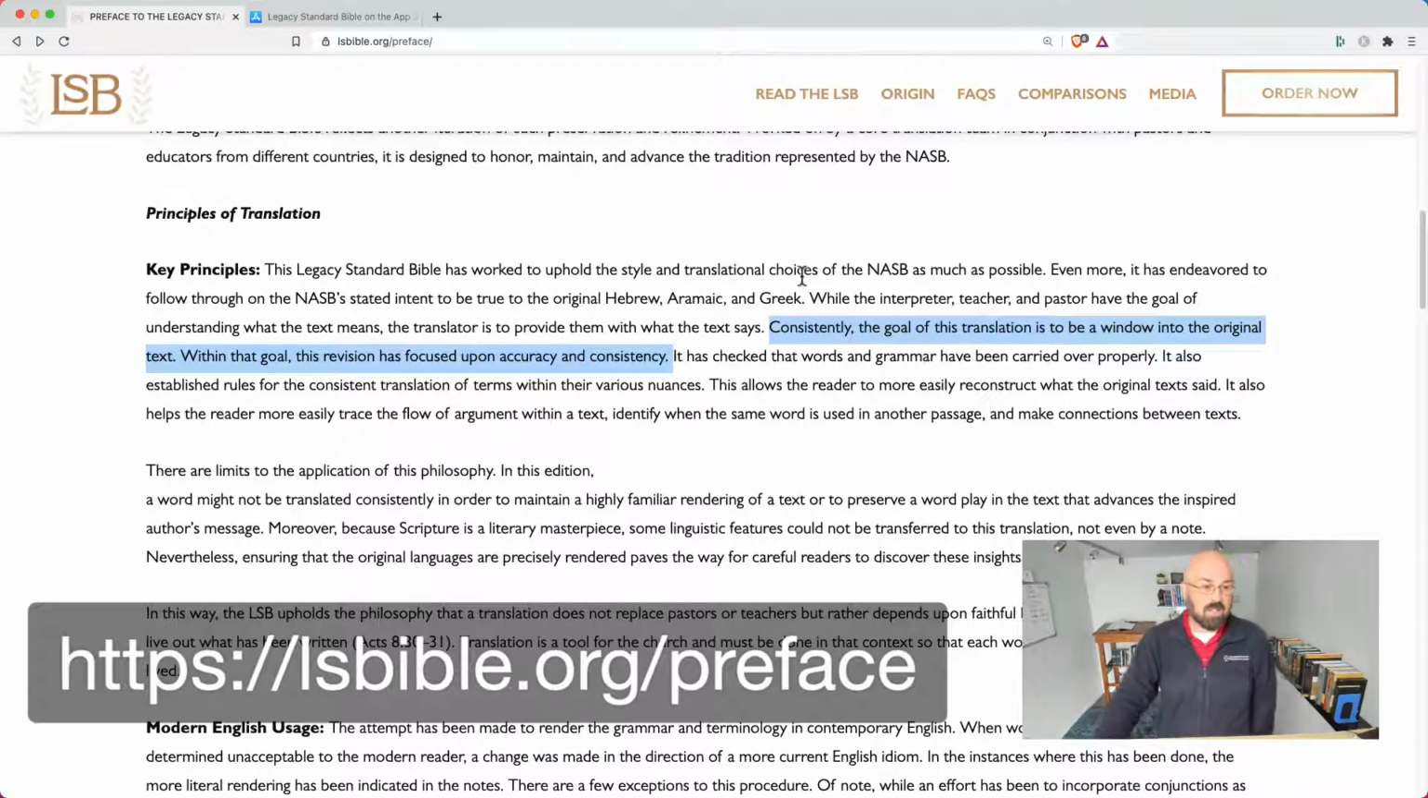So that's one thing that they're trying to do, and this is really important. And so when it comes to what the Legacy Standard Bible is trying to do, there's a number of things that they point out here as well. So there are limits to the application of this philosophy as well.